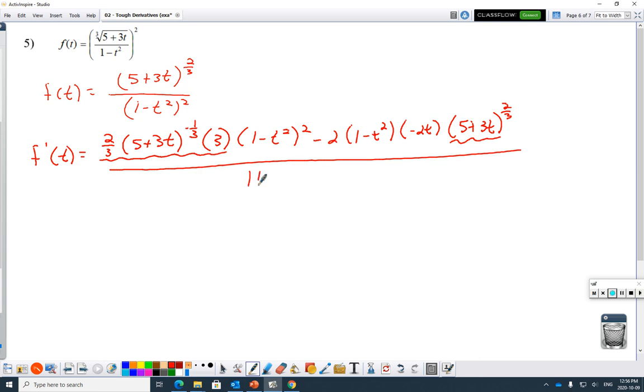And there's lots of little details there, and I encourage you not to get too freaked out by the details, because those details will come as you practice them. What I really want to talk about is the steps that happen next. Let me just read it over again to make sure I haven't made a mistake, and then I really want to talk about how you deal with this giant mess that's just happened here, because I think I've given you all the weapons. We just need to sort the weapons out. 2/3, 5 plus 3t to the negative 1/3 times 3, 1 minus t squared squared, minus 2, negative 2t, 5 plus 2t. Yeah, okay. Looks right to me.